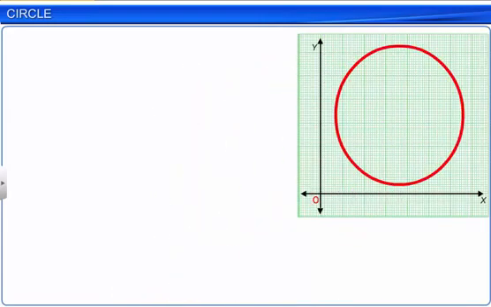Now, let us derive the equation representing a circle on a coordinate plane. Let point P with the coordinates h and k be the center of a circle. Consider a point M on the circle. Now, by definition, distance PM is equal to the radius of the circle.